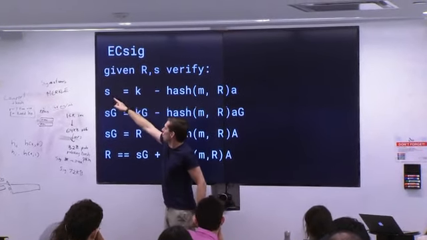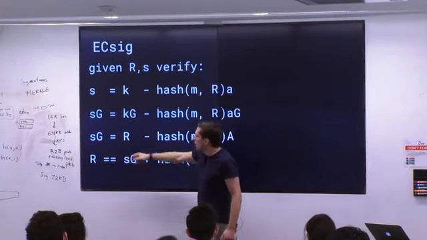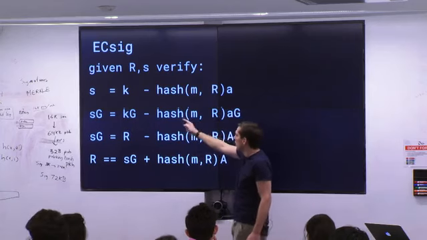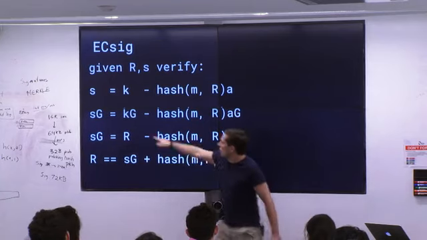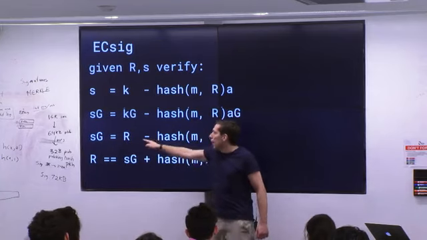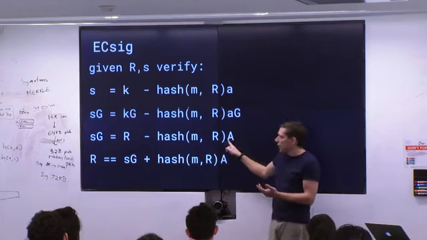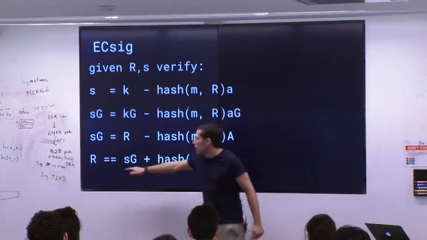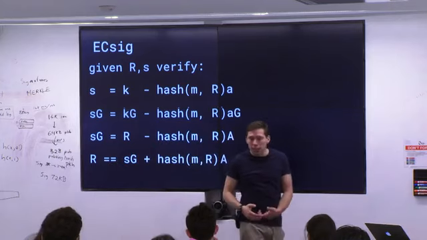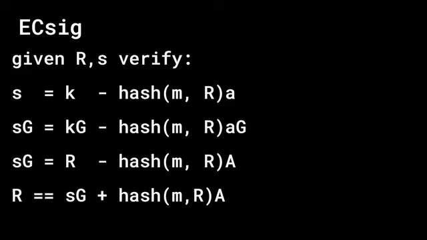So I want to verify that this equation was used, right? S equals K minus this hash times little a. Multiply both sides by G, I get S times G equals K times G minus the hash thing times little a times G. This is big A, this is R. Now I know everything here as the verifier, right? I know what S times G is, I know what R is, I know what big A is, I know what's going into this hash function. And so I rearrange it a little and say, is R equal to this? And if it is, that's a good signature. If it's not, it's not a good signature.